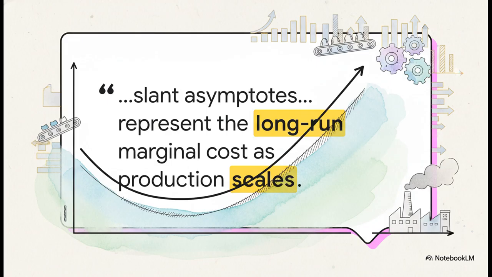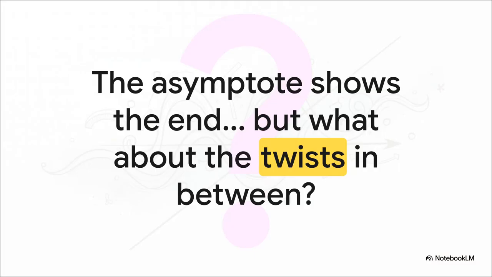So the average cost per phone is really high at first. But as they produce millions of them, that initial cost gets spread out. The average cost function for this situation often has a slant asymptote. That slanted line represents the long-run cost per phone. It tells you that after all the initial costs are absorbed, each new phone adds a steady, predictable amount to the total cost. So there you have it.